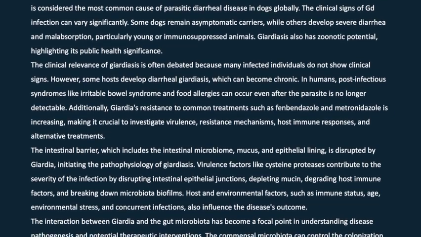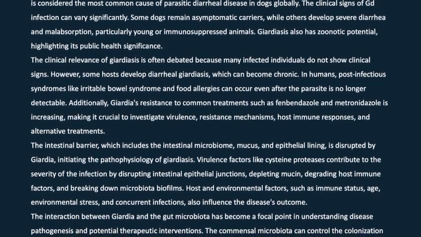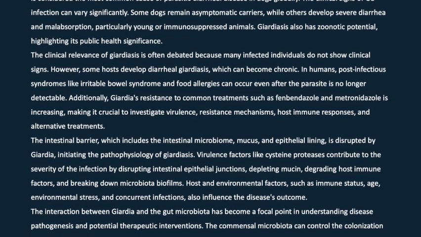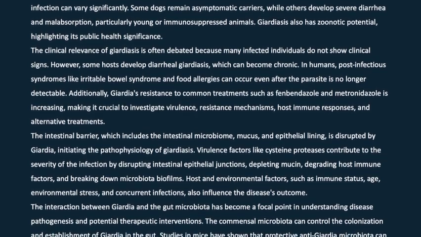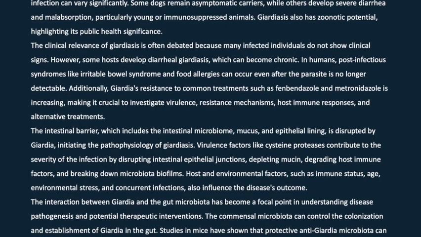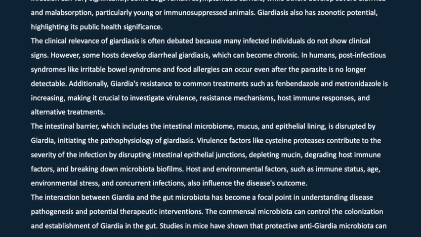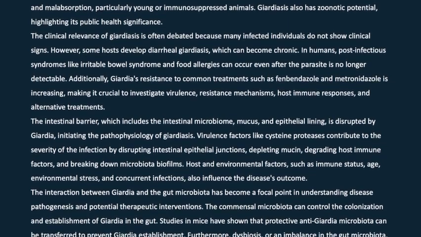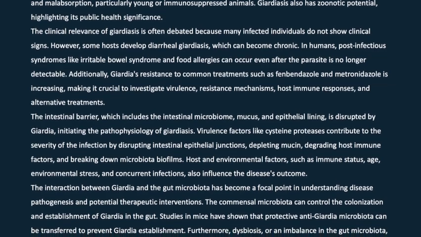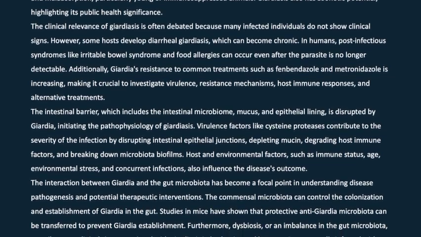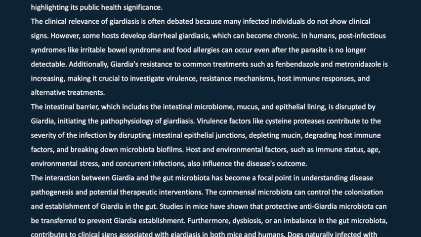However, some hosts develop diarrheal giardiasis, which can become chronic. In humans, post-infectious syndromes like irritable bowel syndrome and food allergies can occur even after the parasite is no longer detectable. Additionally, Giardia's resistance to common treatments such as fenbendazole and metronidazole is increasing, making it crucial to investigate virulence, resistance mechanisms, host immune responses, and alternative treatments.